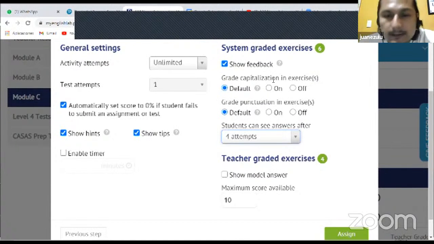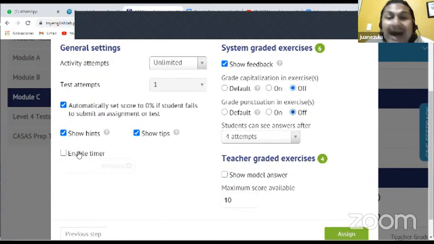Capitalization is basically when you write, but remember I showed you that you can copy and paste. That way you should not be writing the entire answer over and over. So let me put this into off. I do not care about capitalizations and grade punctuation. No, because we are concentrating on pronunciation, okay?